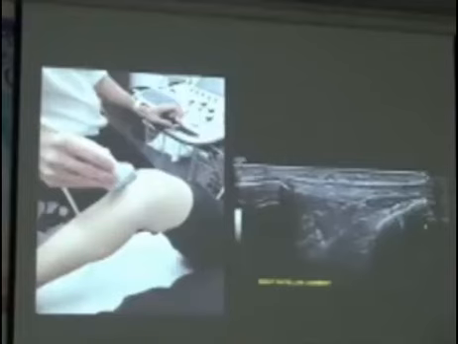And then using the linear transducer in the longitudinal plane, we're able to look at the patellar tendon in its entirety.